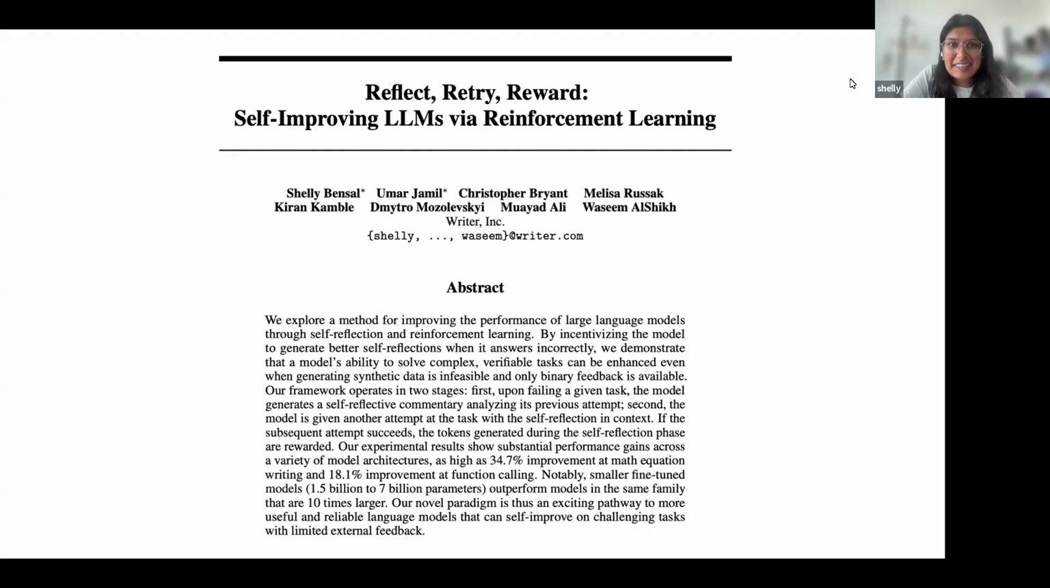Cool. Well, thank you all for being here. This is really exciting and yeah, super excited to chat about this. So I'm Shelly. I'm one of our AI engineers and researchers at Writer. And one of the things we've been talking and thinking about a lot in the last 6 to 9 months has been self-evolving large language models, self-improving large language models.